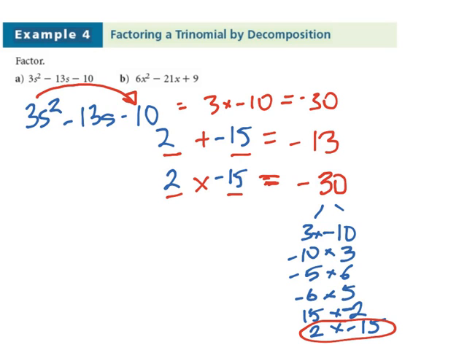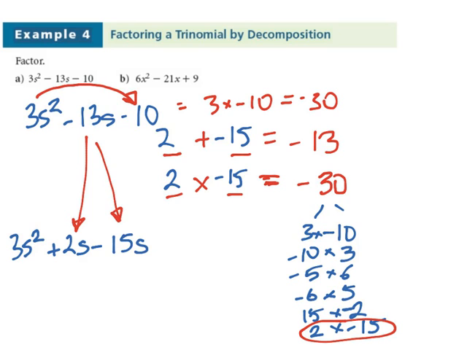So let's continue on. So when the word decomposition comes to be, we're actually going to break down the 13 into 2 and negative 15. So we're going to recopy the 3s squared, and we're going to break down the 13 into positive 2s and negative 15s. That's why we're doing this addition multiplication thing. Then we're going to recopy the negative 10.